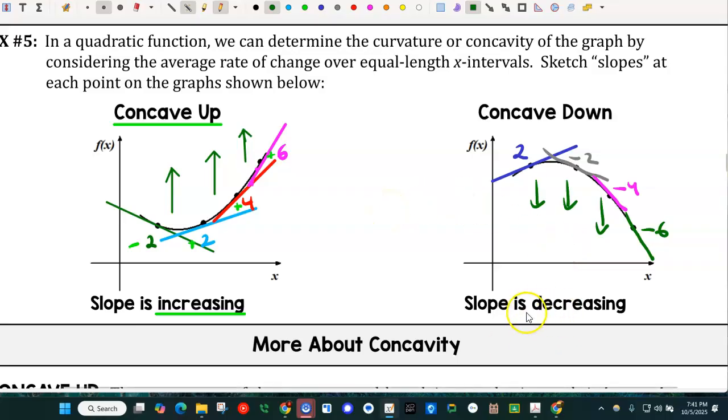Okay, so these slopes are decreasing, right? We're going from positive, gets negative, more negative, more negative. So I know I can get a concave down graph from the slopes, looking at the slopes and seeing if they're increasing or decreasing.